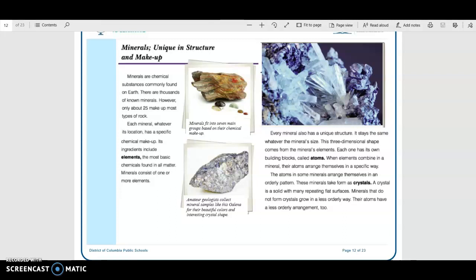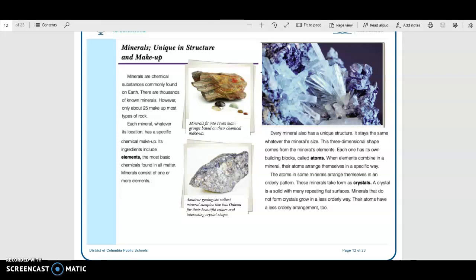And you see the two pictures here. It says minerals fit into 7 main groups based on their chemical makeup. Amateur geologists, which means beginner geologists, collect mineral samples like this galena for their beautiful colors and interesting crystal shape.